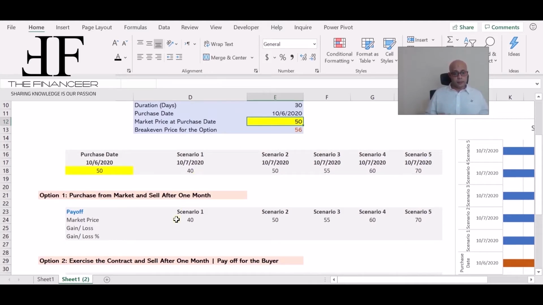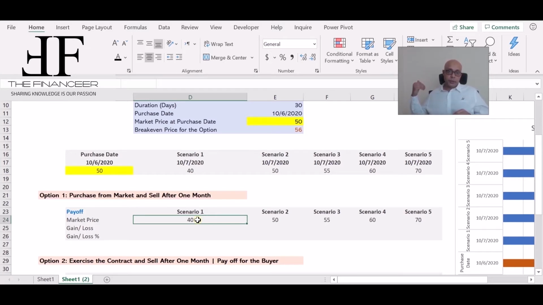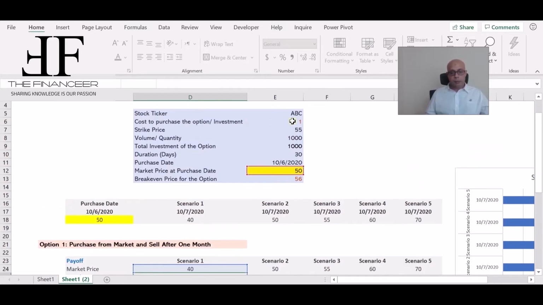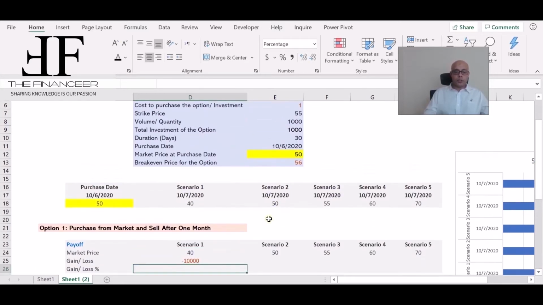In this case, and in the first scenario, after 1 month, the market price dropped down to 40. So now you purchased at 50 and the market price today is 40, so you have a loss. So how much is your loss? My loss will be the difference between 40 minus 50, multiplied by the number of stocks that you purchased. So the total loss that you have in this case is $10,000. So this is the total loss if you purchased from the market and you didn't purchase the option contract from the beginning.